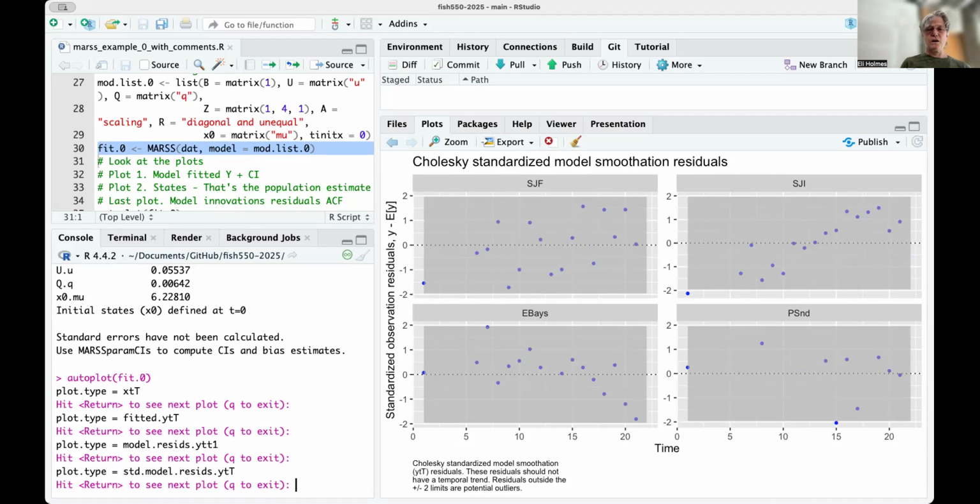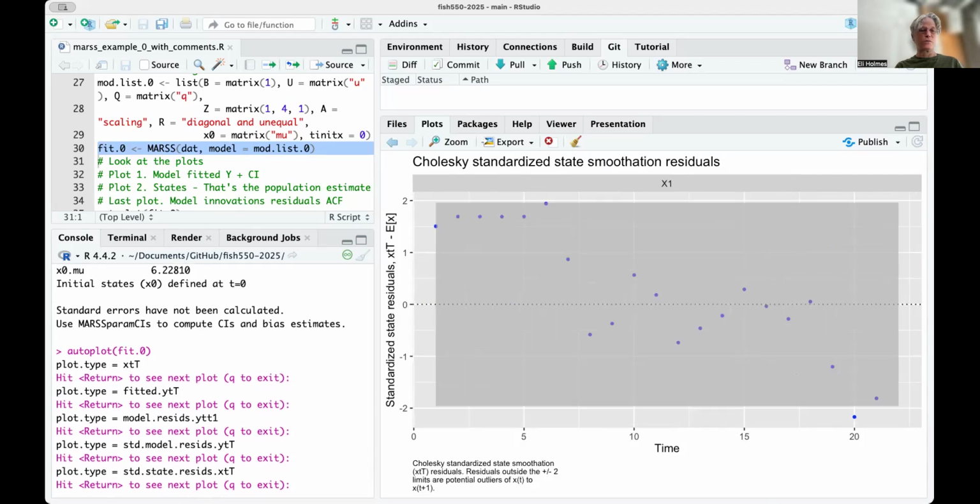Yeah, this one's looking for temporal trends. You can see the Strait of Juan de Fuca, not so great. So what is that telling you? It's telling you that this model, where I only have one X and I'm saying that all these regions are doing the same thing and tracking the same underlying population, is maybe not such a great model, certainly not for Strait of Juan de Fuca. Maybe not for Eastern Bays also. So that's calling into question your assumptions about that underlying structure.